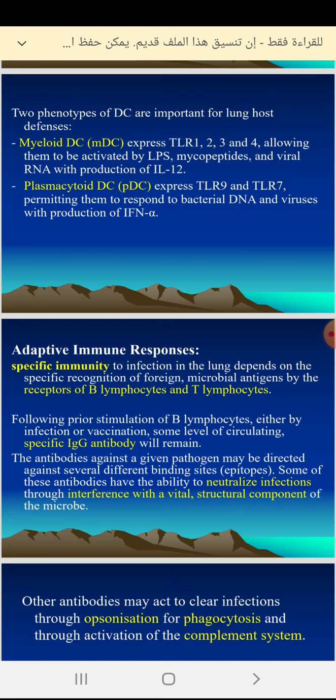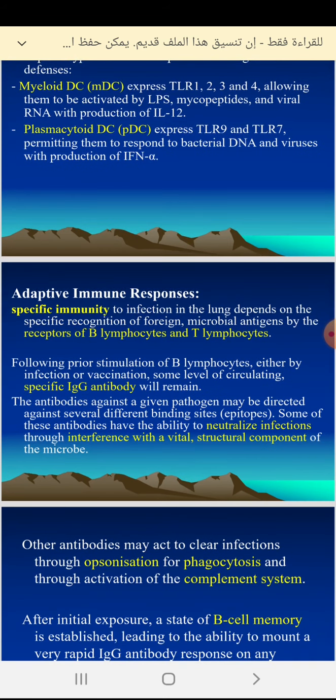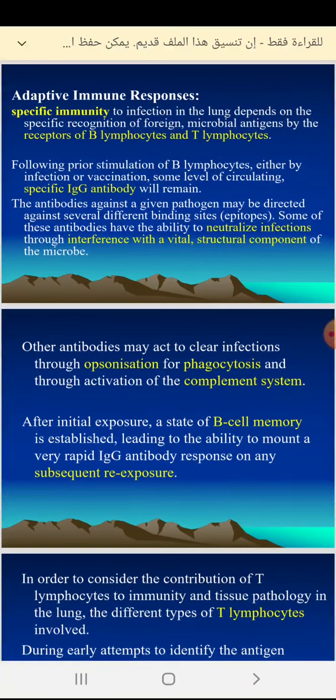بعد ما يصير لها activation راح تنتج الانترلوكين 12. بالنسبة للبلازما سايتويد dendritic cells expressed toll-like receptor 9 and 7، وأيضا ممكن إنه يصير لها activation or respond to bacterial DNA and viruses أو تنتج and production interferon alpha. بالنسبة للـ adaptive immune response انتهت الـ innate، هسه ناخذ الـ adaptive immune response.